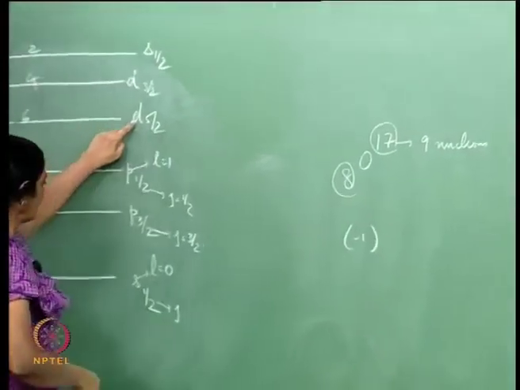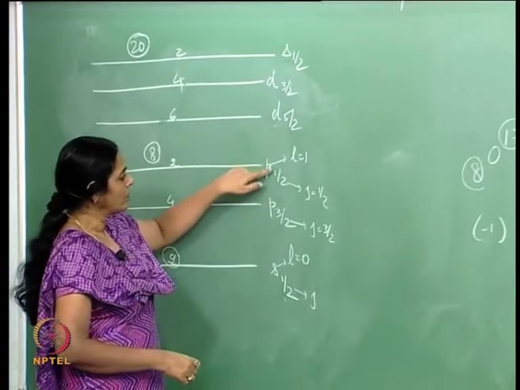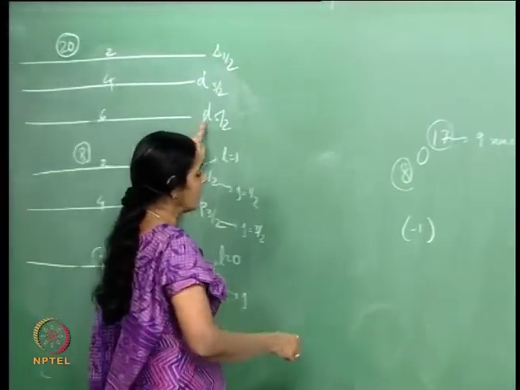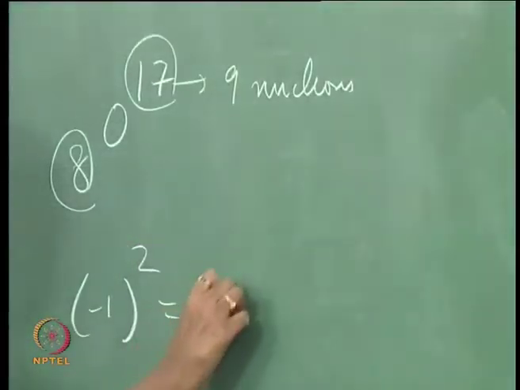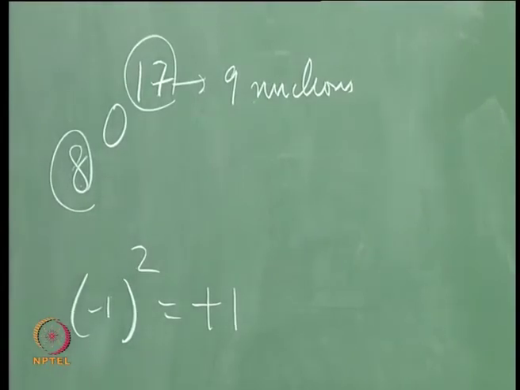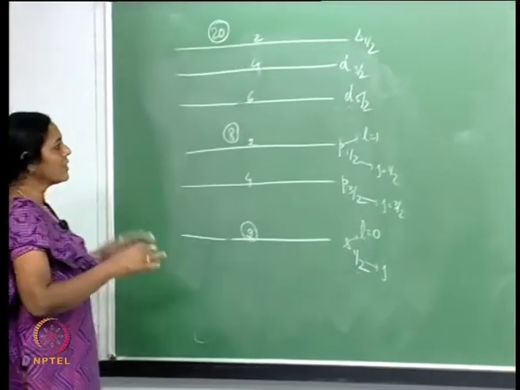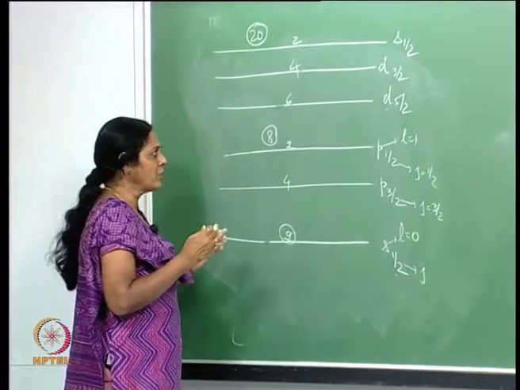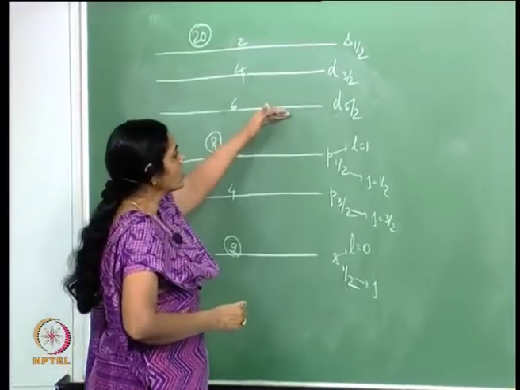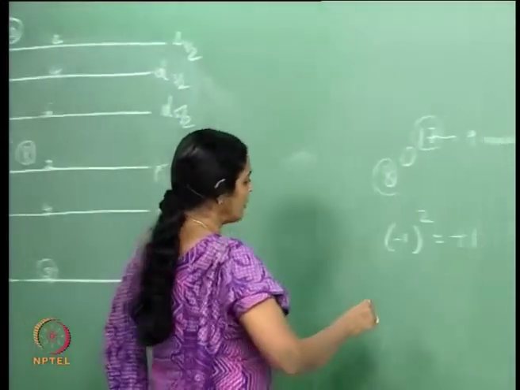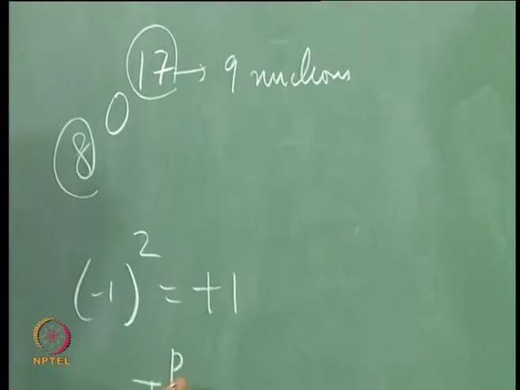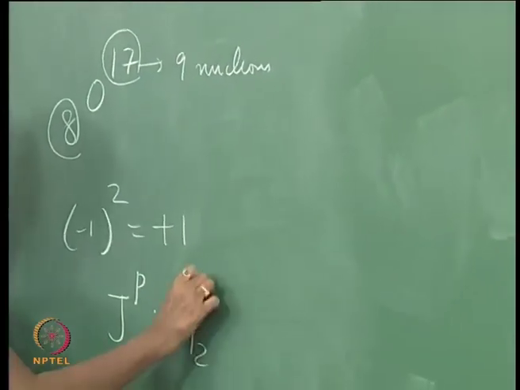And what is L? S has L equal to 0, P has L equal to 1, and D has L equal to 2. So, that is +1. The parity is +1, and this is the ground state. We are discussing the ground state of the nucleus. So, the ground state spin happens to be 5/2. So, the spin parity is 5/2 plus.